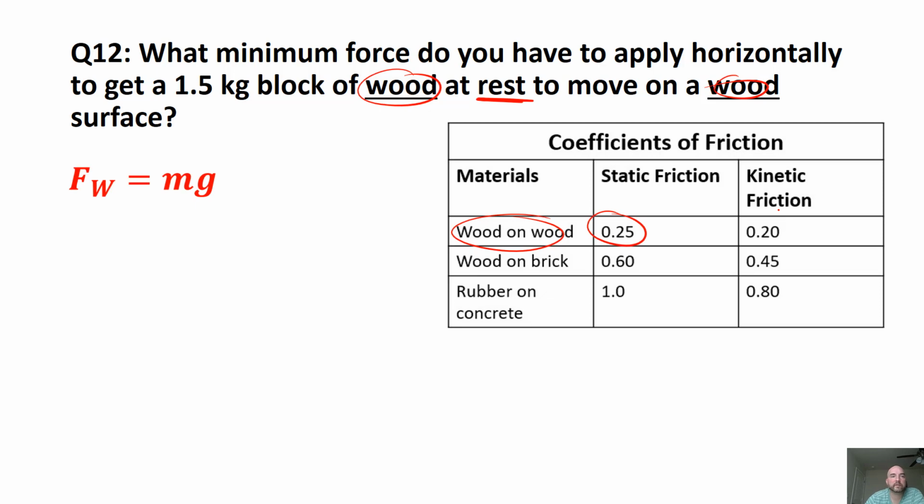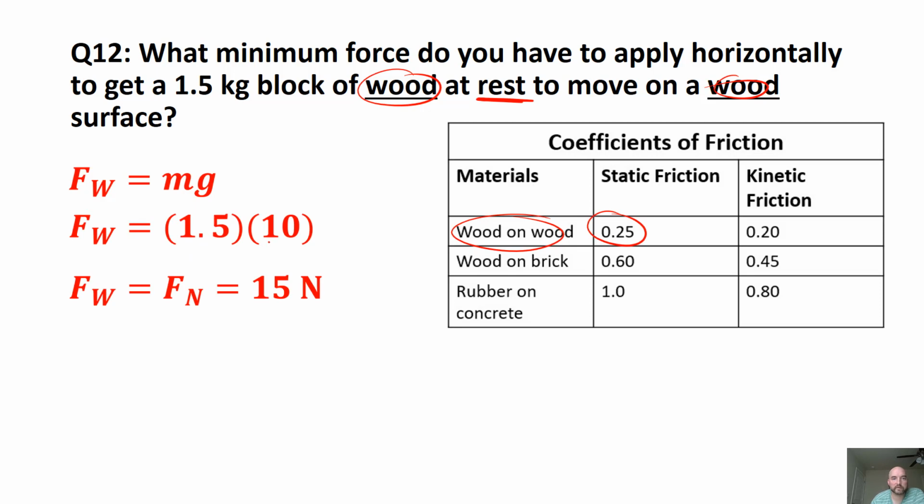So we have a new block, 1.5 kilograms. We're going to have to find the normal force. So we're going to do the weight equation. And when we get the weight, 1.5 times the acceleration due to gravity, we get 15 newtons of weight. And so weight down equals normal force up. Once again, we're just looking at the magnitude. We're going to have 15 newtons of normal force going on.